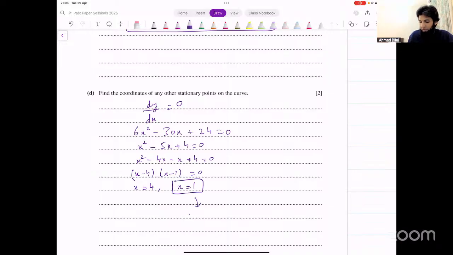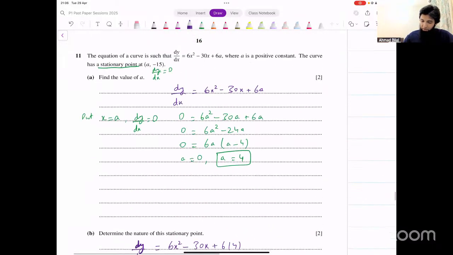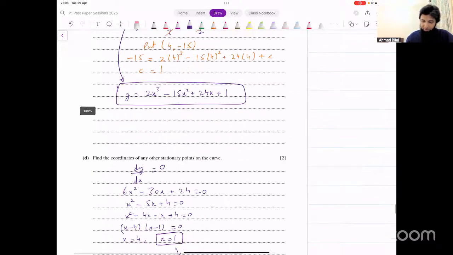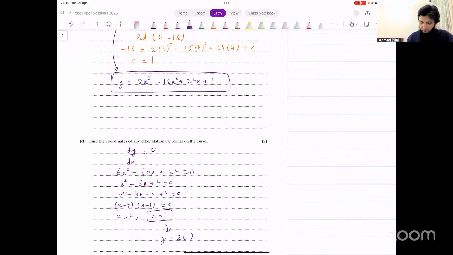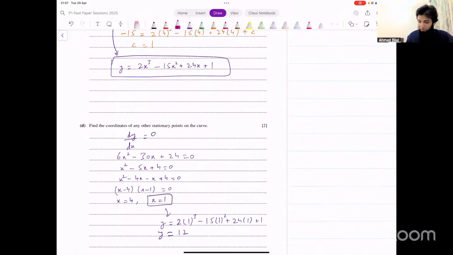Find the corresponding value of y for this. y equals, what was the function? Do we have the function? Yeah, okay, we find that in the previous part. It will be 2 into 1 cubed minus 15 into 1 squared plus 24 into 1 plus 1. And that gives us what? 12. Okay. y equals 12. So the other stationary point that we were looking for is (1, 12). And that's our final answer. Okay. Make sense? Let's move on.